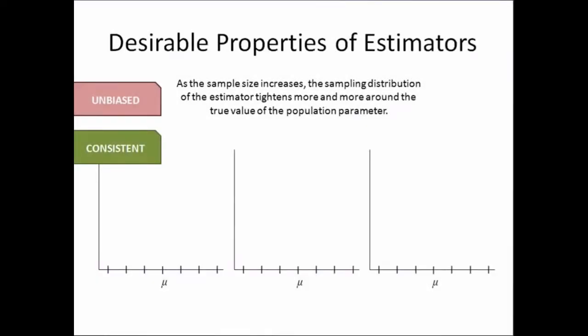A second property that we like to see in good estimators is consistency. So as the sample size increases, the sampling distribution of the estimator needs to tighten more and more around the true value of the population parameter. So as our sample size gets bigger, we're more and more confident that our estimate is close to the true population parameter.